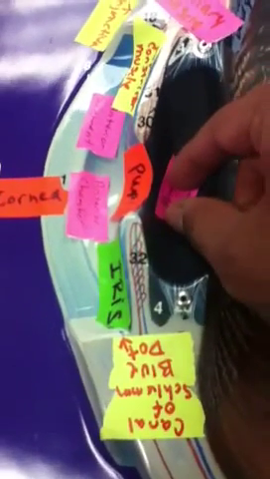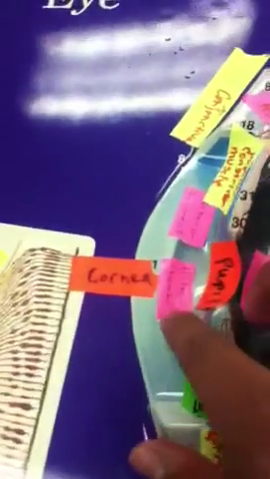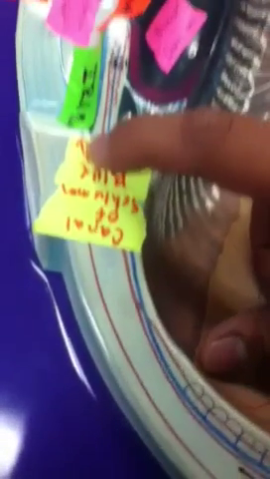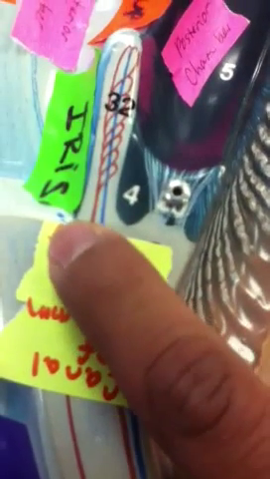Underneath the lens we have the posterior chamber of the anterior segment. This part's called the anterior chamber of the anterior segment. Both the posterior and the anterior chamber make up the anterior segment. Right here we have the canal of Schlemm, which is this little blue dot right there.